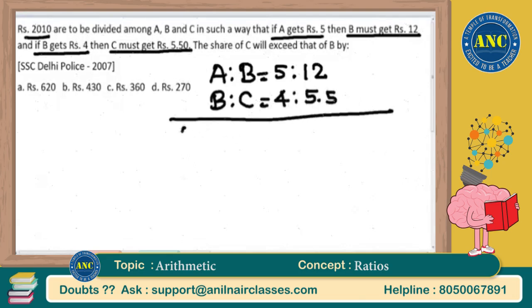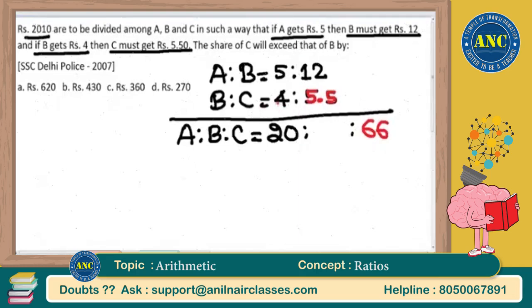Don't read the next statement. Find out compound ratio. Use compound ratio application. A will be 5 into 4, 20. C will be 12 into 5.5. 12 into 5 is 60. 12 into 0.5 is 6. 5.5 is 66. Right? It is 66.